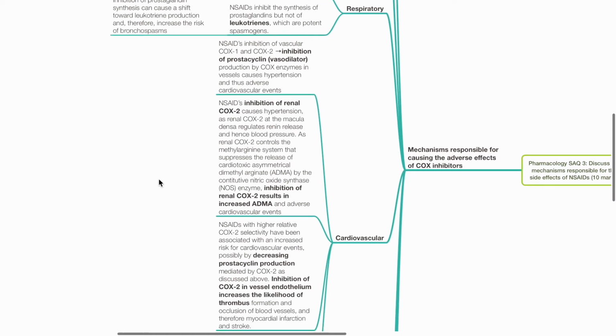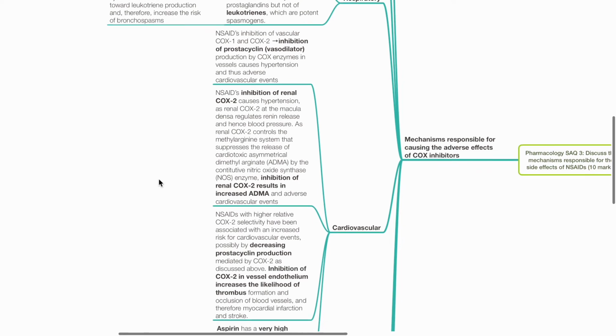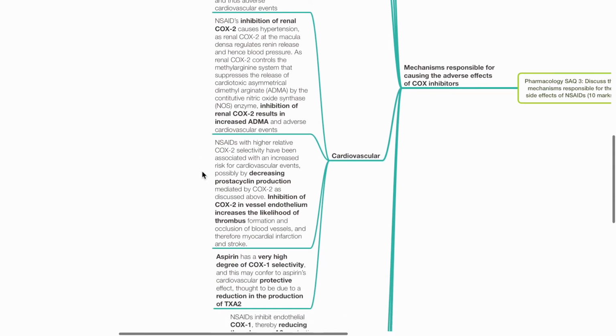NSAIDs' inhibition of renal COX-2 causes hypertension, as renal COX-2 at the macula densa regulates renin release and hence blood pressure. Renal COX-2 also controls the methylarginine system that suppresses the release of cardiotoxic asymmetrical dimethylarginine, ADMA, by the constitutive nitric oxide synthase enzyme. Inhibition of renal COX-2 results in increased ADMA and adverse cardiovascular events.